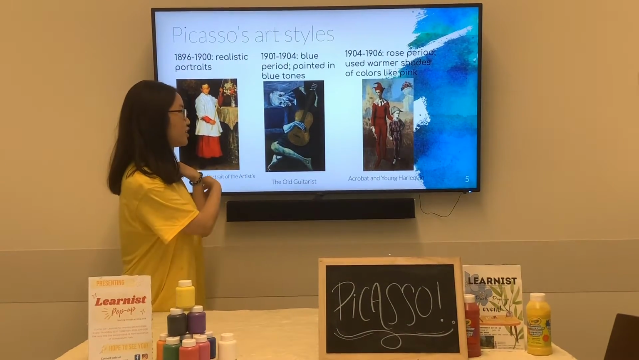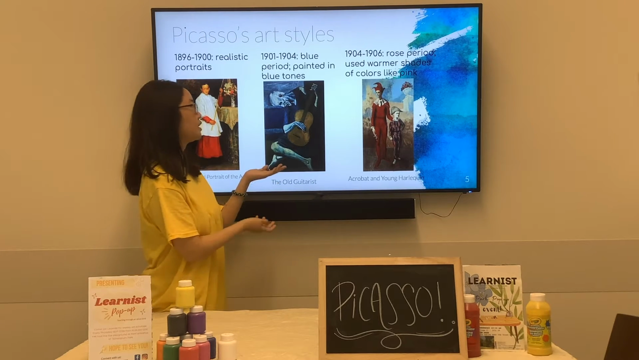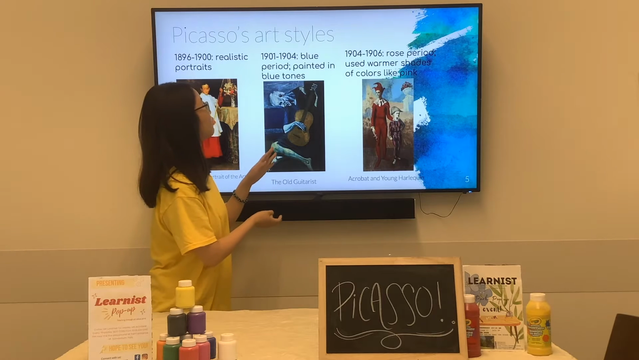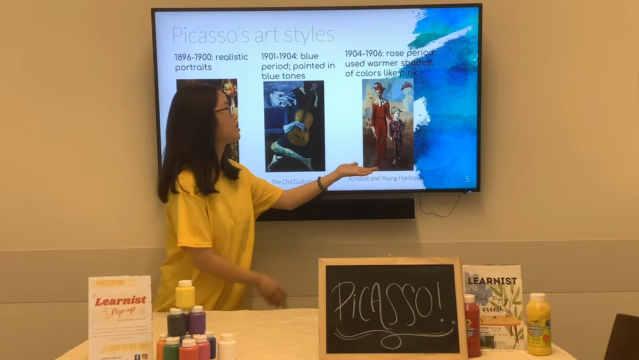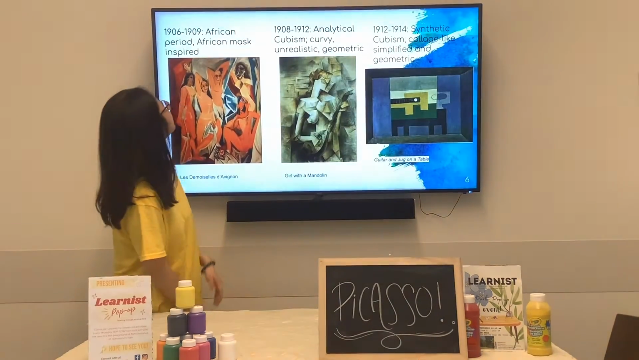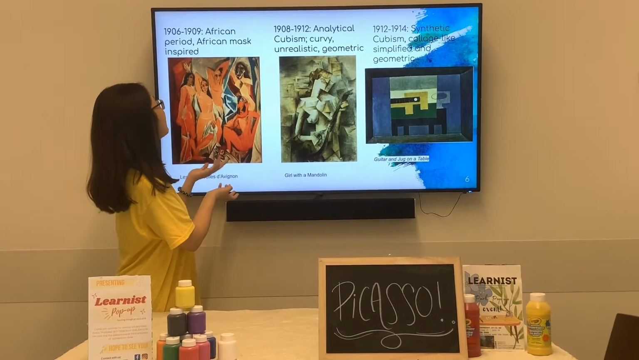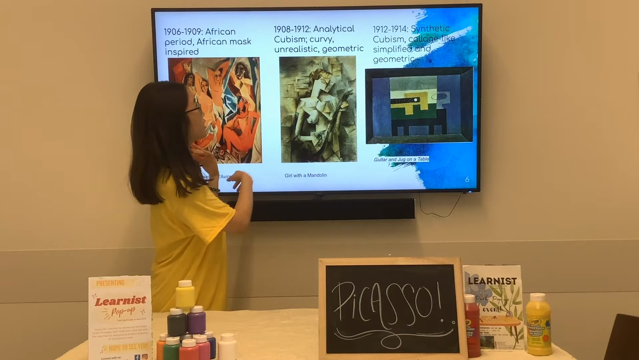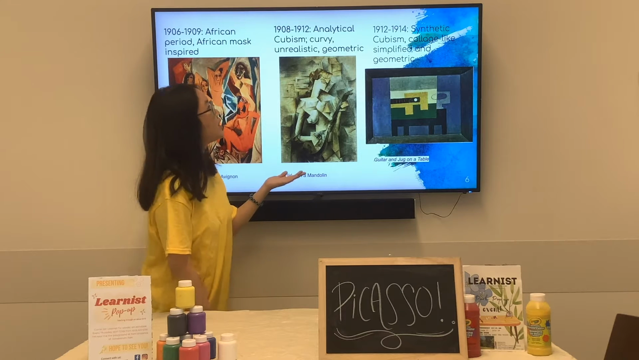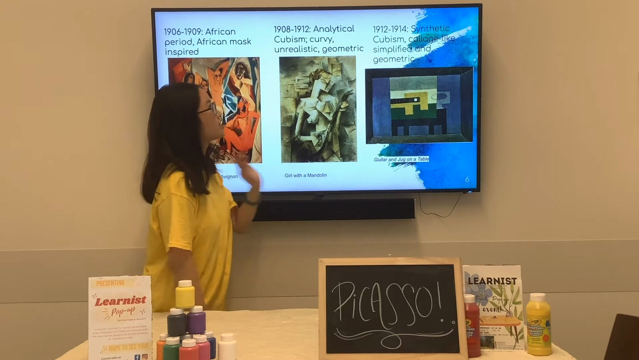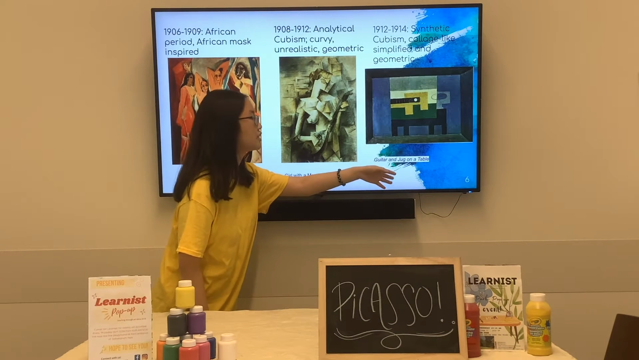So as you can see, his art style changed a lot over time. This was his realistic style, and then he used a little bit more blue, really more blue tones. This is called the blue period, and he changed it up with the rose period, which is warmer shades and pink. Afterwards he was inspired by African masks, this is the African period. Then he switched over to Cubism, which is more geometric and unrealistic, with a lot of different shapes. And then he changed from Cubism to synthetic Cubism, which is more like collage, and as you can see, there's just a lot of blocks.